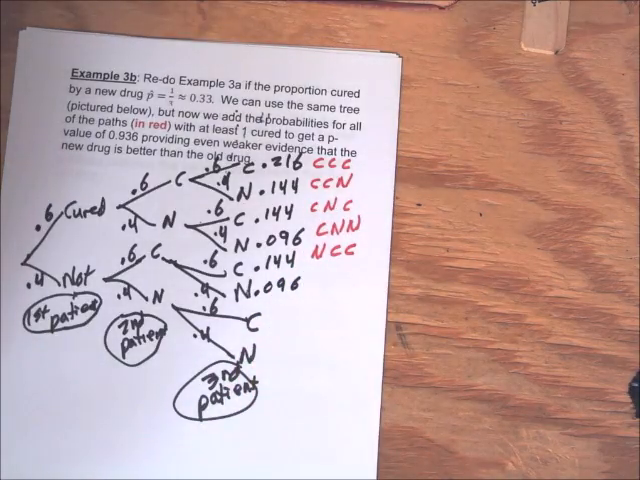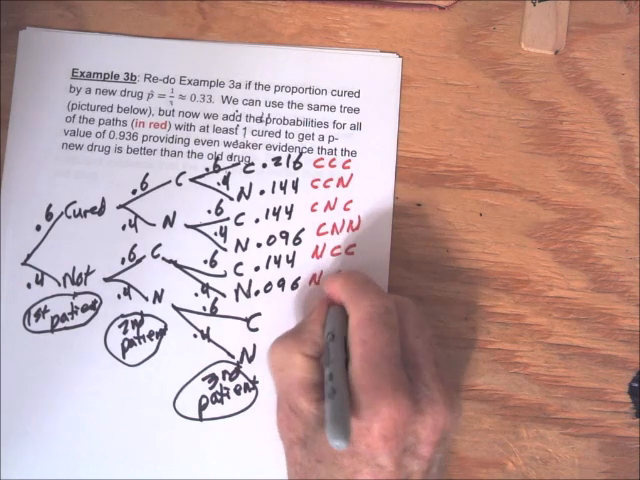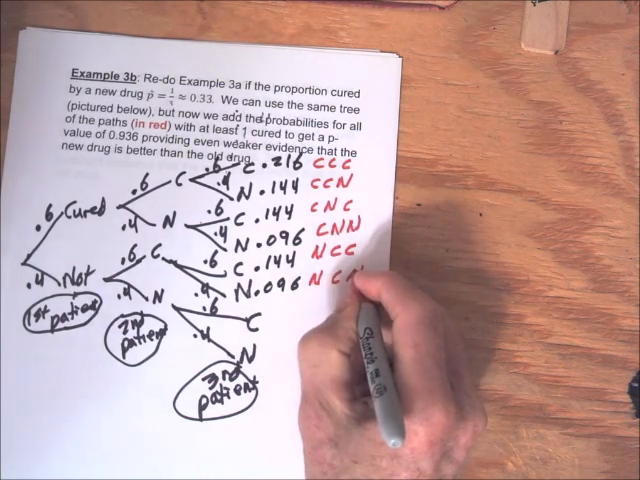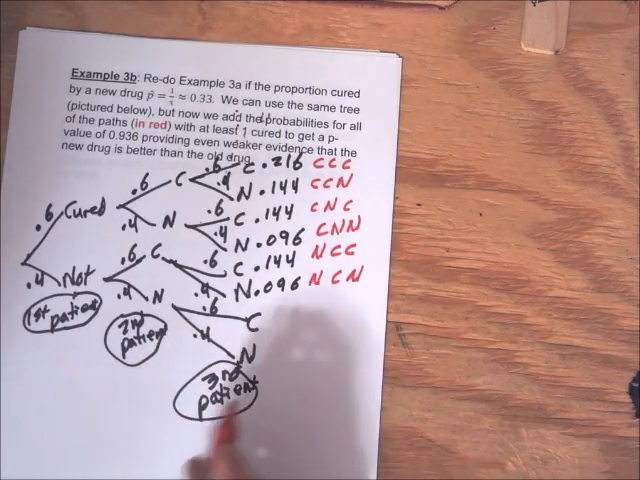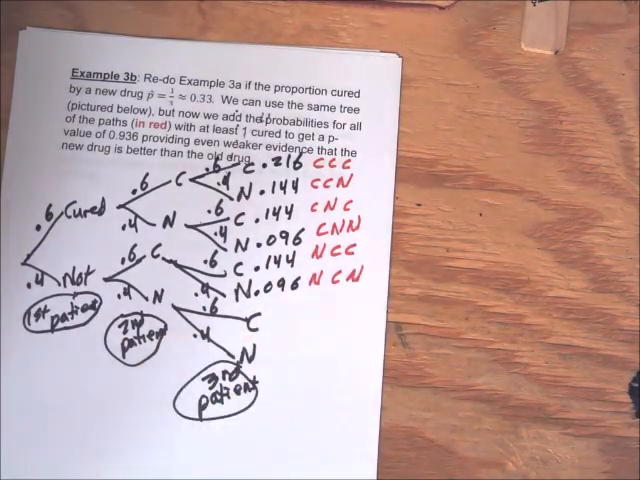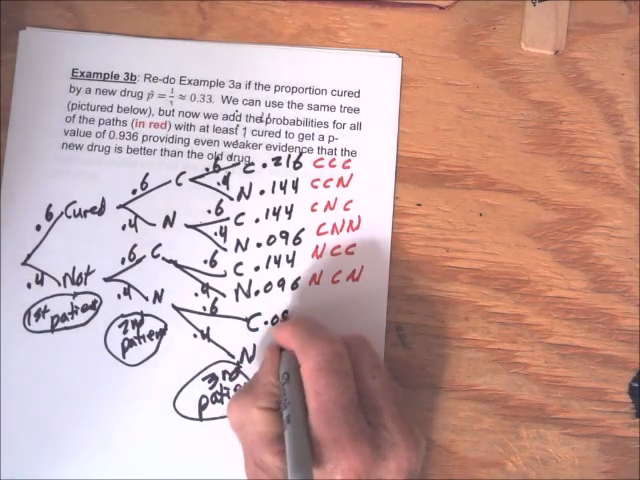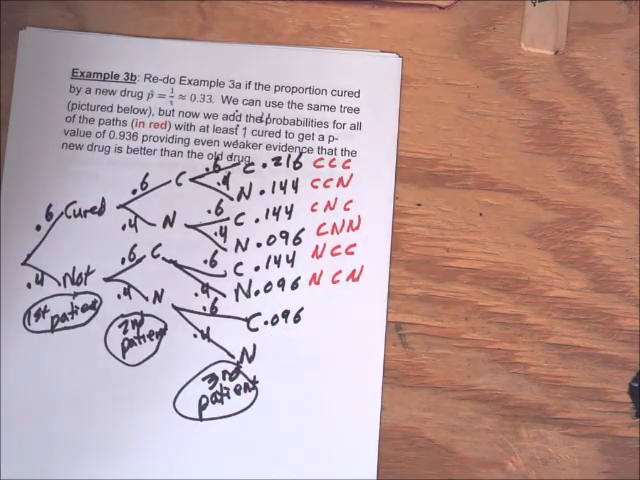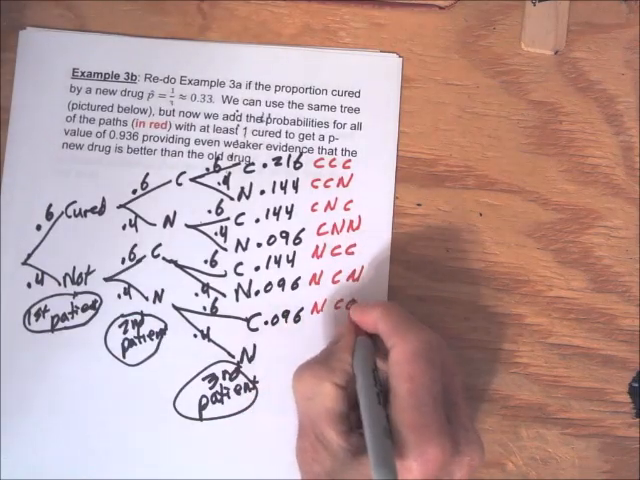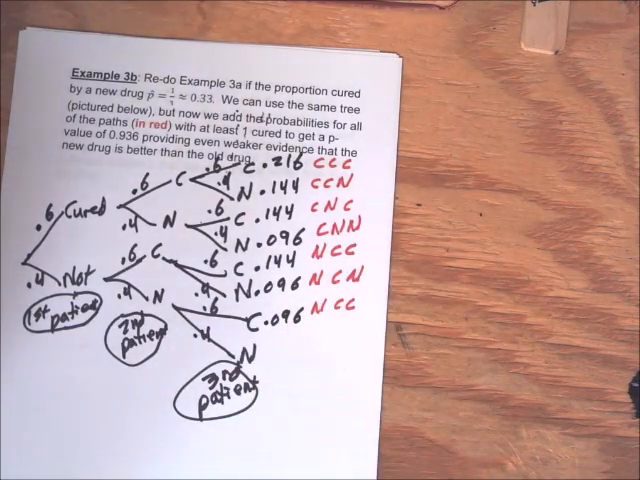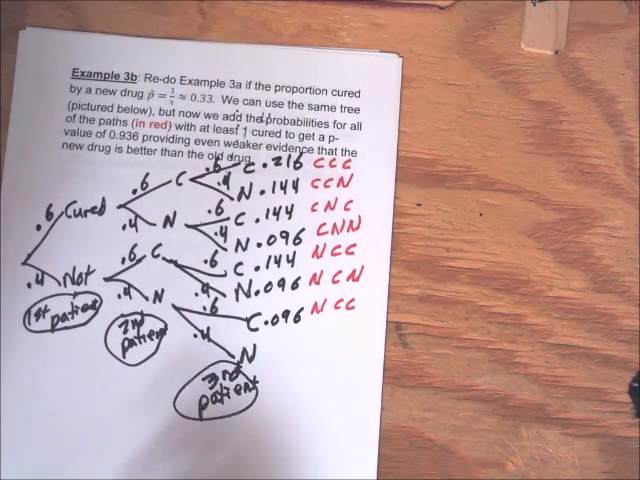And that's not cured, not cured, cured: 0.4 times 0.4 times 0.6 again, 0.096. Okay, and the bottom path we can skip, because we want the paths where at least one was cured.